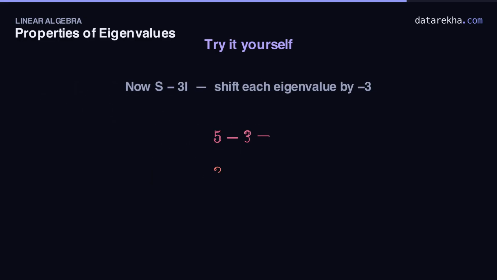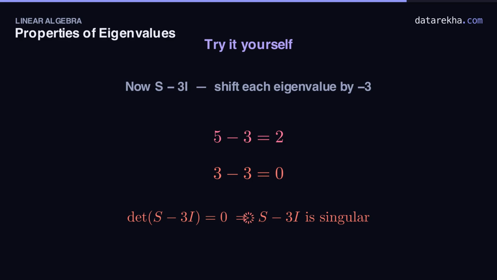Now the second part. For S minus 3I, the shift rule subtracts 3 from each eigenvalue. 5 becomes 2 and 3 becomes 0. And that 0 is telling you something. A matrix with a 0 eigenvalue has determinant 0. So S minus 3I is singular, not invertible. If you spotted that, you have truly understood the shift. Beautifully done.